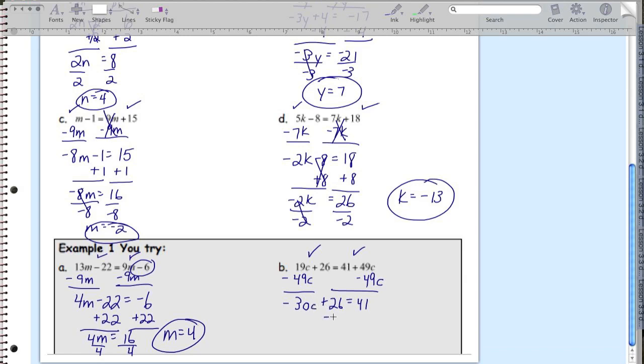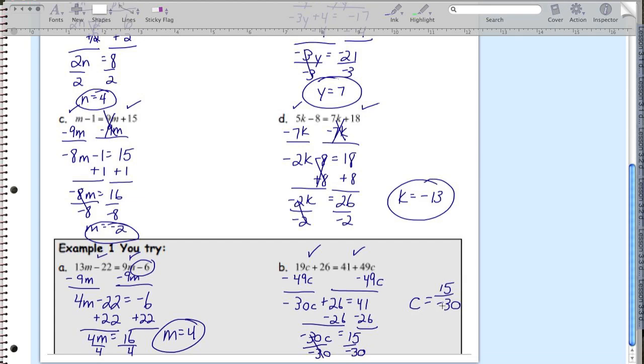So the first thing I have to do is get rid of 26. So I'm going to subtract 26. So I get negative 30c is equal to 15. Now I want to divide both sides by negative 30. And careful here, my negative 30's cancel and c equals 15 over negative 30.